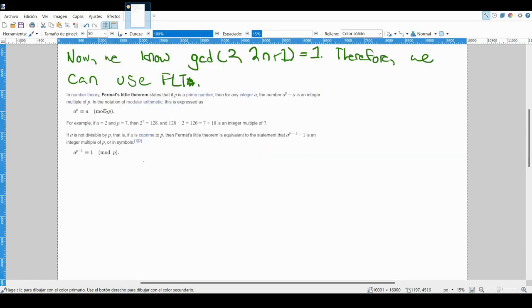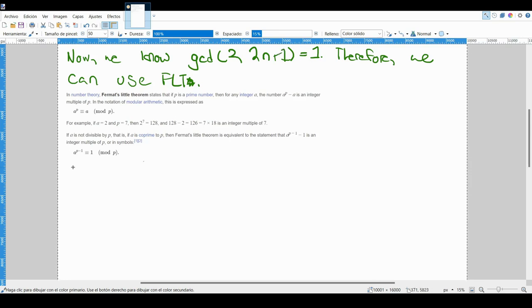So I have pasted Wikipedia's definition of Fermat's little theorem here. And at the bottom, we see that if a is not divisible by p, or a is co-prime to p, then Fermat's little theorem is equivalent to the statement that a^(p-1) is an integer multiple of p, or that a^(p-1) is congruent to 1 modulo p. So these are co-prime, 2 and 2^n plus 1.